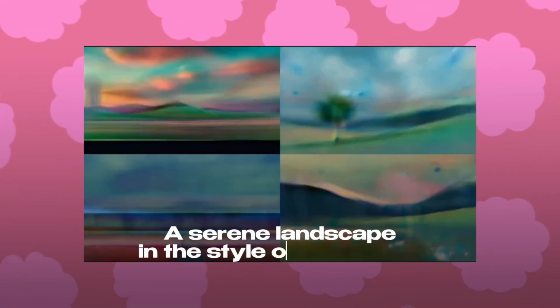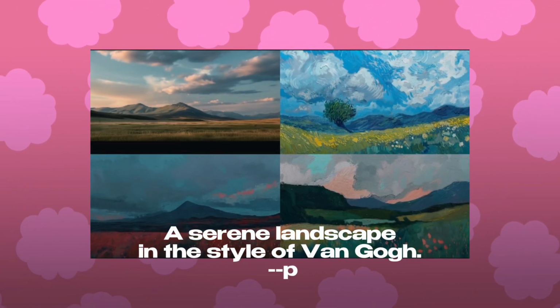Adding the P parameter, we see it got worse. 3 out of 4 generations aren't in Van Gogh's style at all. So it seems this is more of a competitor to detailed style descriptions rather than a complement. Lastly, let's try the same but with a detailed prompt.